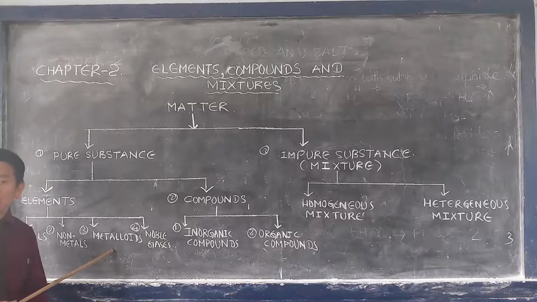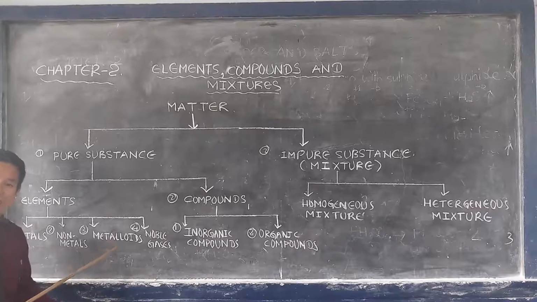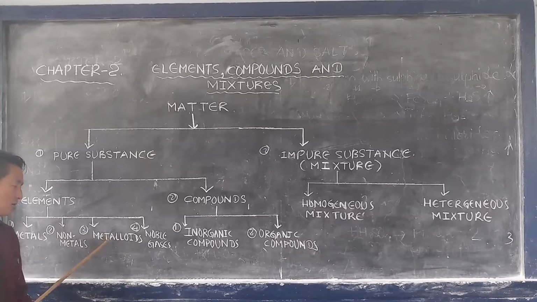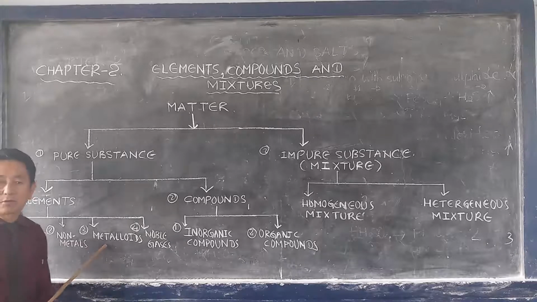Metalloids: elements whose properties lie between metals and non-metals are called metalloids. Silicon, germanium, antimony, etc. are examples of metalloids.